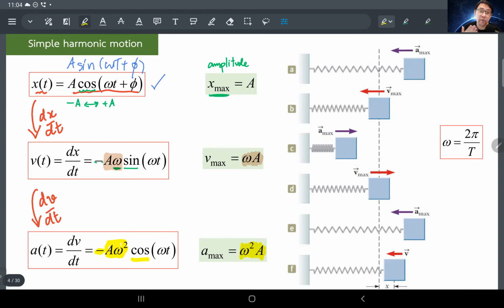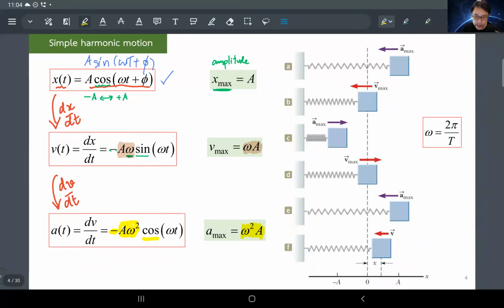Okay, so now you understand what it means by the factor in front of the sine or cosine function. It's just the maximum value. If it's the maximum value of the displacement, we name it amplitude. Other than that, it's just the maximum speed or maximum acceleration. Okay, sounds good.